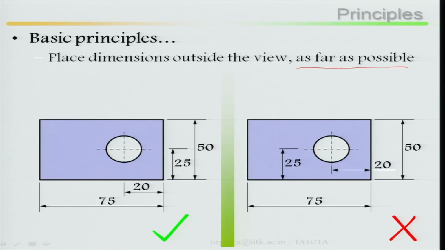There are two examples. Here the dimensions are outside. This is my figure, and these dimensions are outside. But here certain dimensions are inside, so this is wrong. So the second point is: place dimensions outside the view as far as possible.